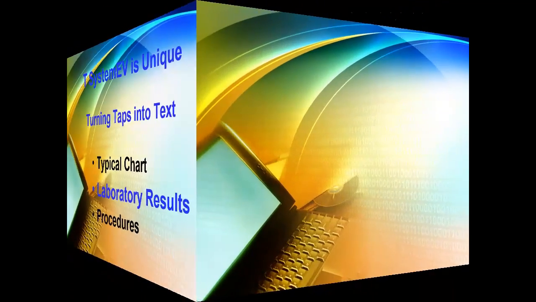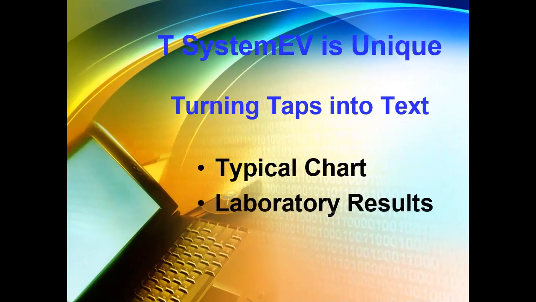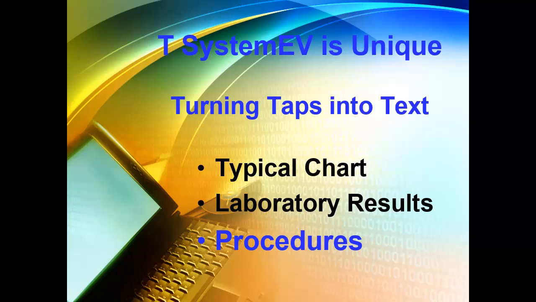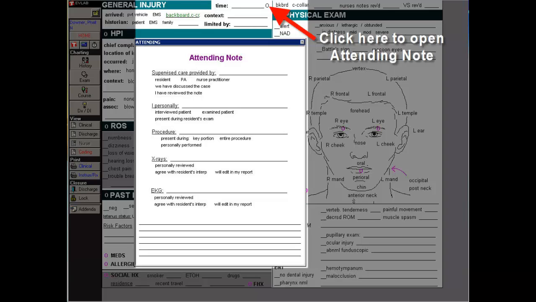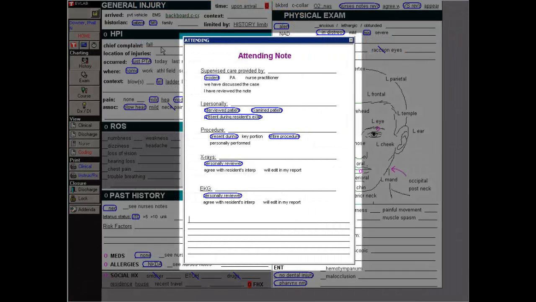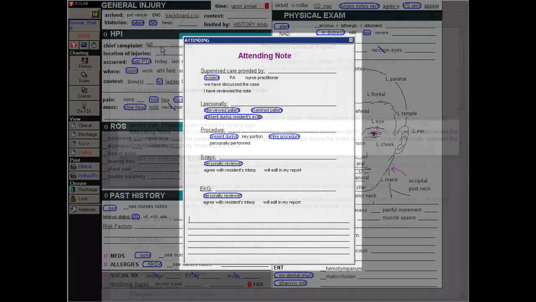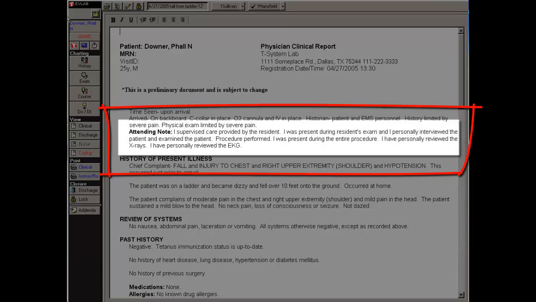Now on to procedures. These are easy to tap out. They give a very precise narrative of what we have done. First up is attending note. Tap on this circle, tap out the choices, and here is the printed report.